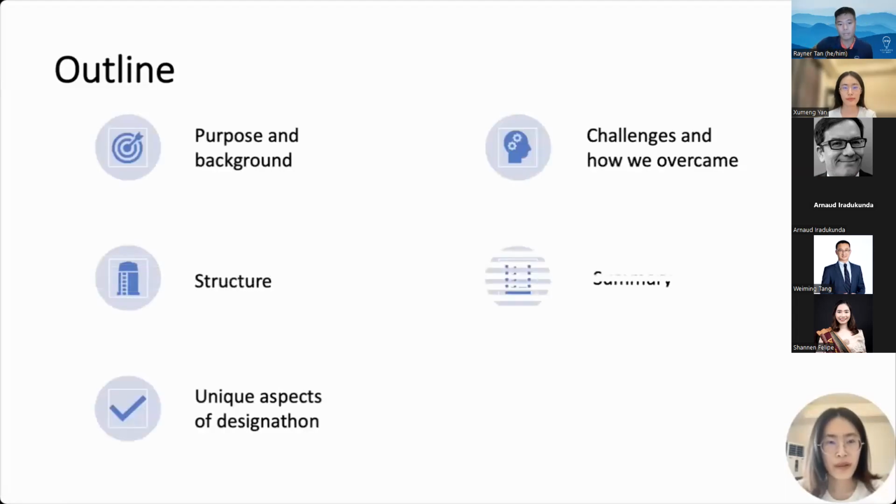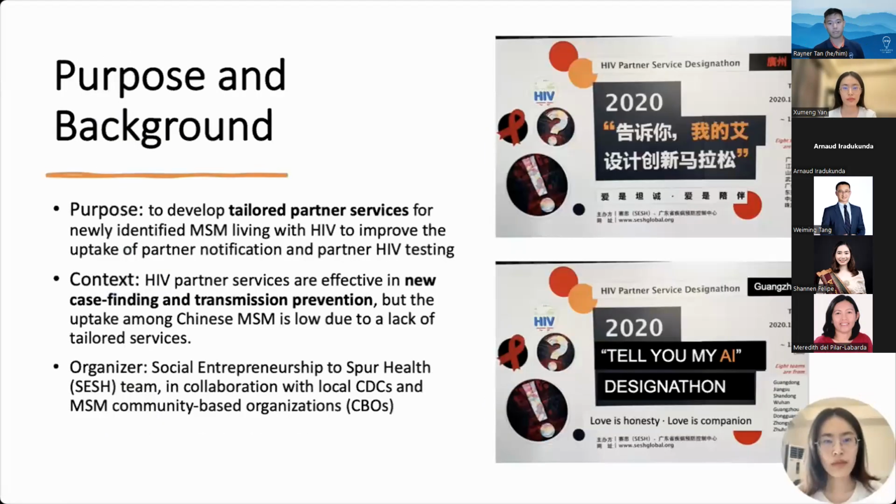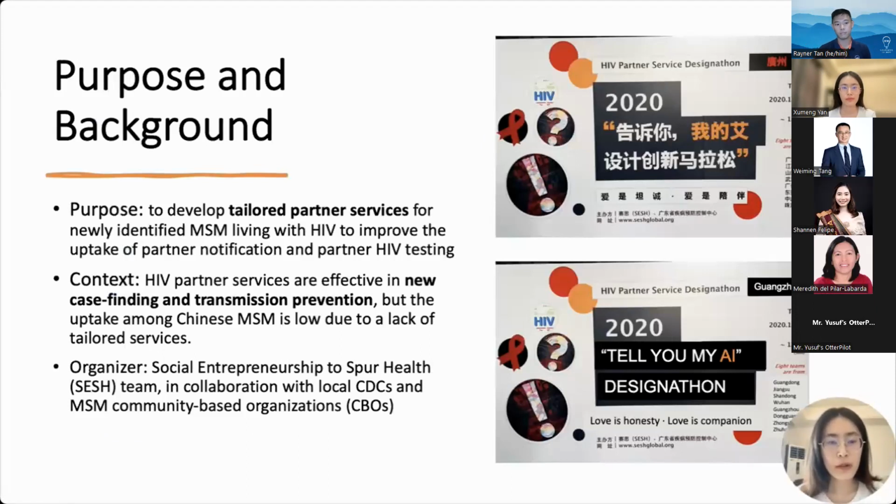I will go through the following parts in today's presentation. HIV partner services require people living with HIV to disclose their HIV status to partners and get them tested for HIV. It has been found effective in new case finding and preventing onward transmission, but the uptake among Chinese MSM is low due to stigma, discrimination, and the lack of tailored services. Therefore, our SESH team organized a Designathon to improve HIV partner testing for them by developing tailored partner services.